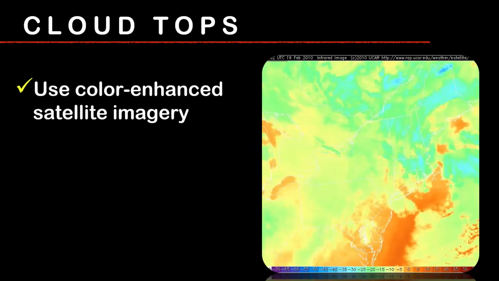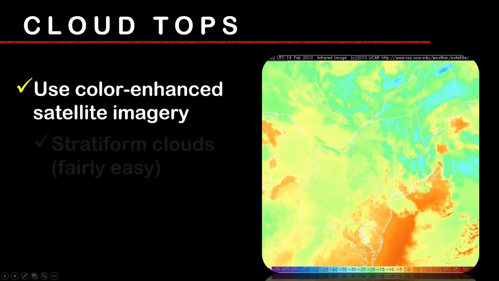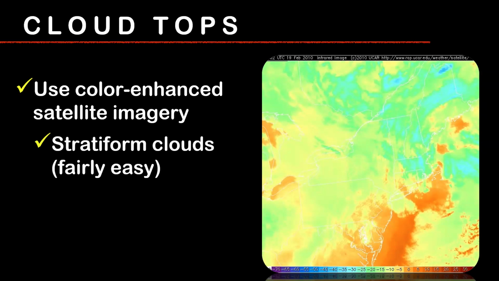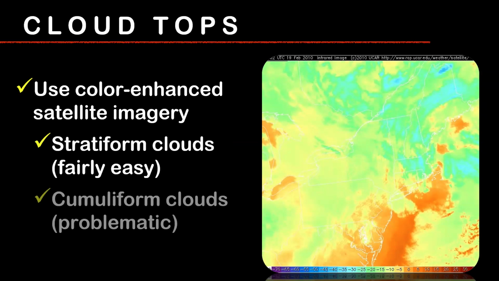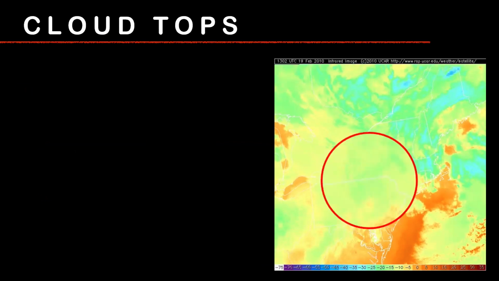But you can use the color-enhanced satellite imagery, which they unfortunately took away from the aviationweather.gov site, but it's out there. If you go to the UCAR site, you can actually find this as well. Again, stratiform clouds are fairly easy to find out. Cumuliform clouds, even on this chart, can be very problematic.